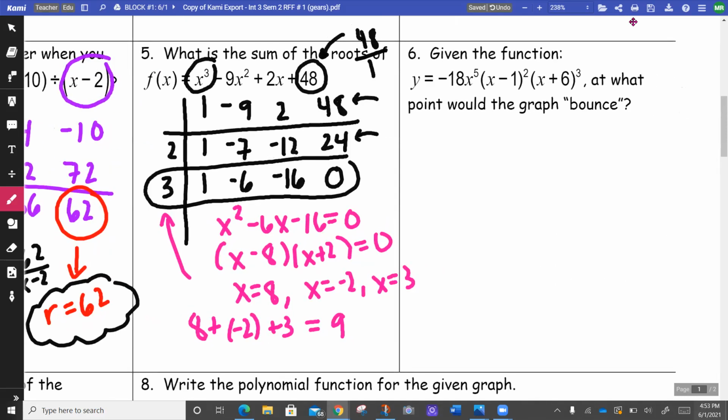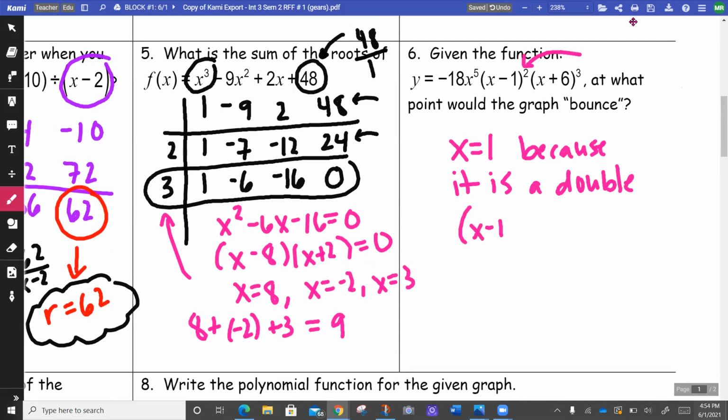On number 6, at what point would the graph bounce? So the graph bounces when you have a double root, which is a square. So it's going to bounce at x equal 1 because it is a double root, because of the x minus 1 squared, because of the square.